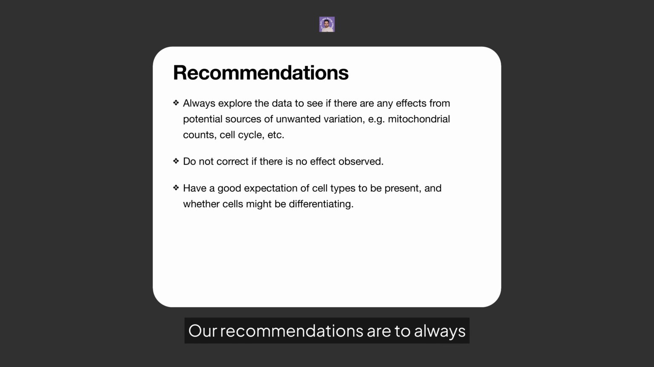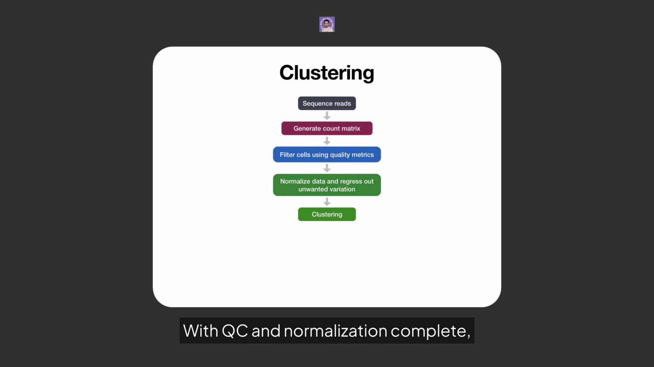Our recommendations are to always explore potential sources of unwanted variation, such as mitochondrial content or cell cycle. Only correct when a clear effect is observed, and maintain expectations about likely cell types and differentiation states to guide interpretation. With QC and normalization complete, we proceed to clustering.